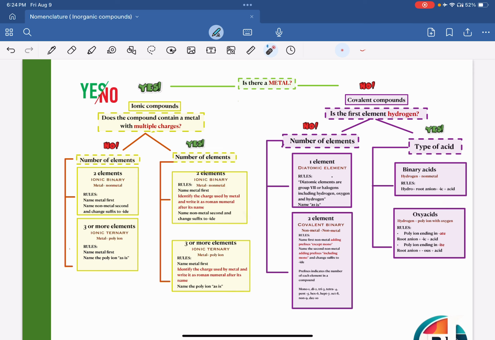Additionally, here are some useful vocabulary. First, we have here the word binary. Binary actually refers to the compounds containing only two elements, whereas the use of ternary emphasizes the compounds containing more than two elements. This approach will help you systematically name inorganic compounds based on their composition.